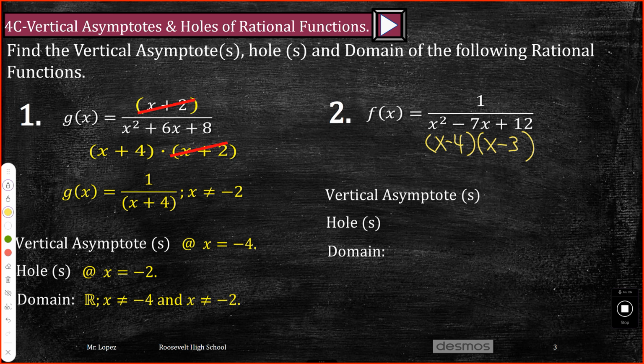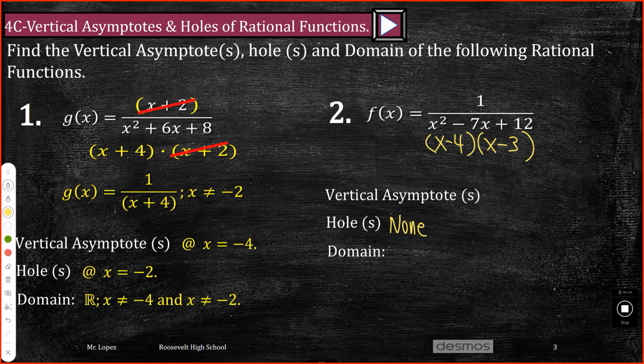Vertical asymptotes. So, did anything cancel out? Like how we did here? Look at this, cancel out. That creates a hole. So then this will have definitely no hole here. Let me already say there's no holes. But how many vertical asymptotes? That's why we put the little S here. There might be more than one vertical asymptote, and there are two of them here.